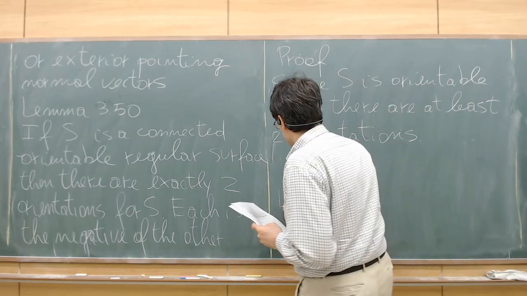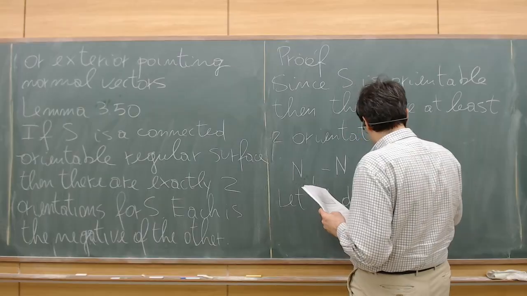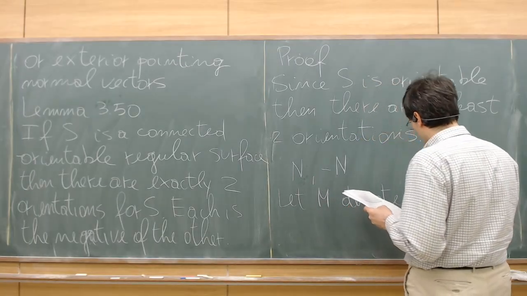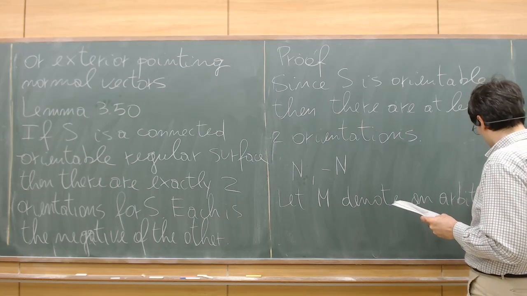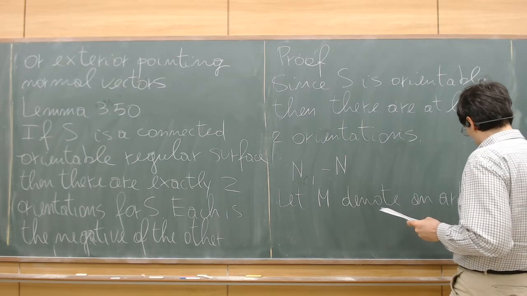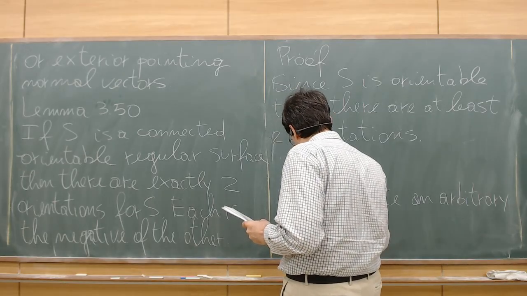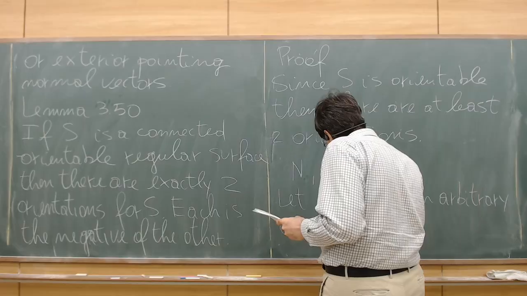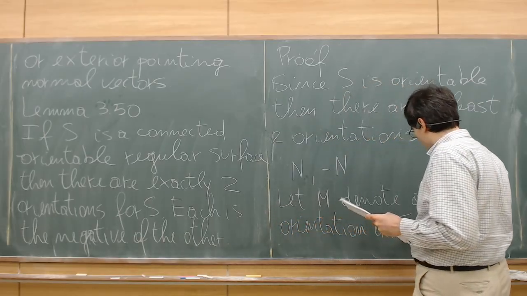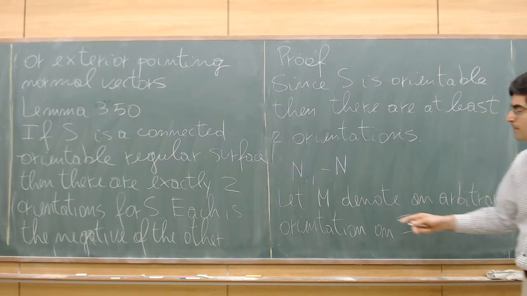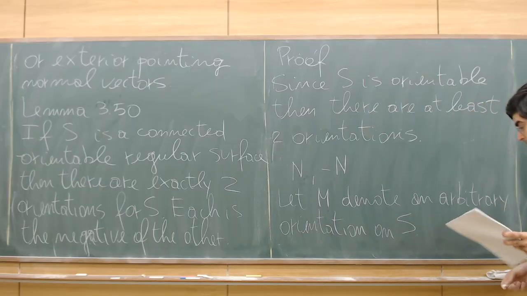Then let M denote an arbitrary orientation on S. We have to prove that M coincides with N or minus N, and then we'll finish it.